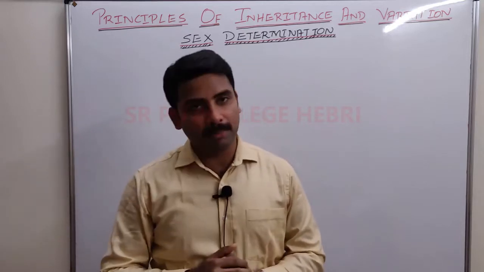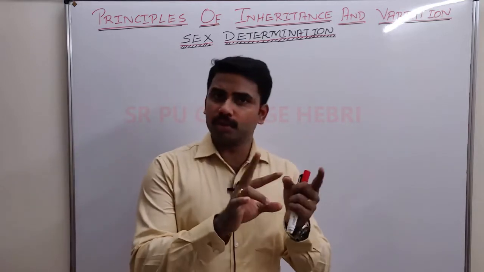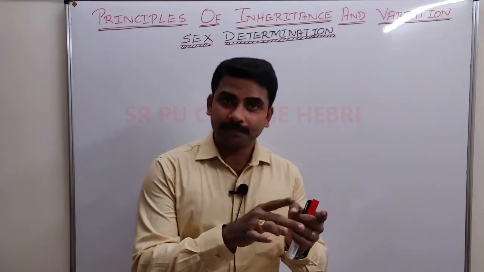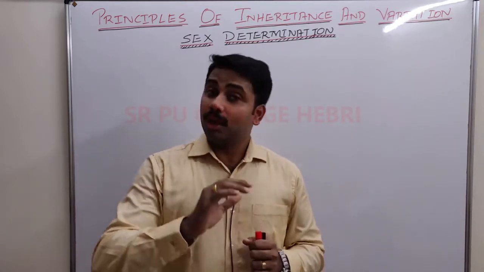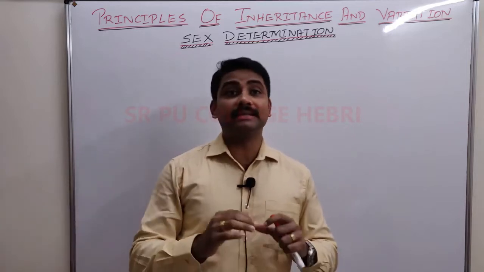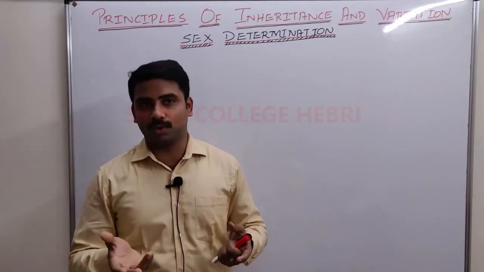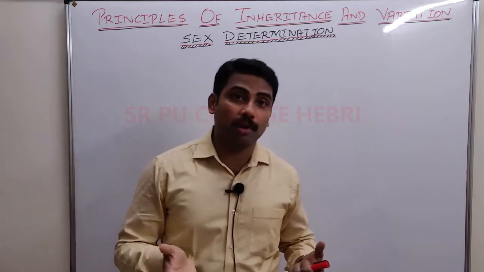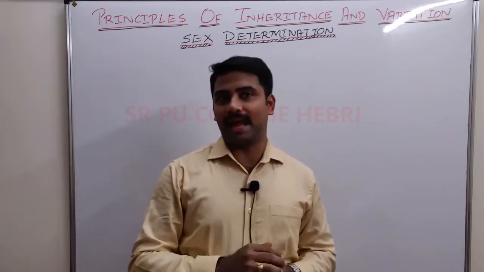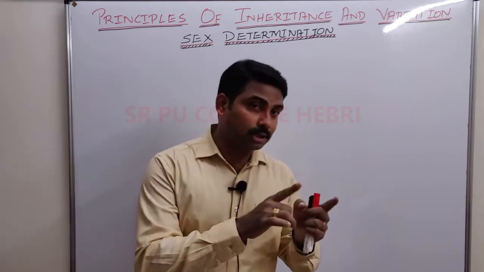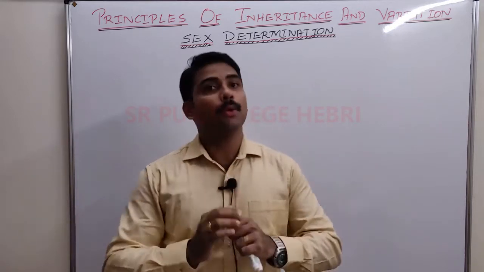Chromosomes play the main role. We know the chromosomes are of two types. What are they? Number one, autosome, and number two, allosome. Which one plays the main role in sex determination? Allosomes. Allosomes are also called sex chromosomes. They are of how many types? Again, two types. What are they? One is X chromosome, another one is Y chromosome.